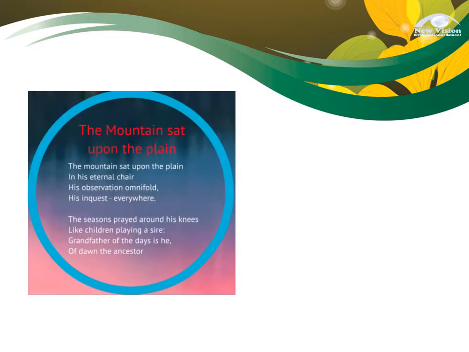Alright, this is the first poem, entitled The Mountain Sat Upon the Plain. So please read with me. The mountain sat upon the plain, in his eternal chair, his observation omnifold, his inquest everywhere. The seasons prayed around his knees, like children playing a sire. Grandfather of the days is he, of dawn the ancestor.